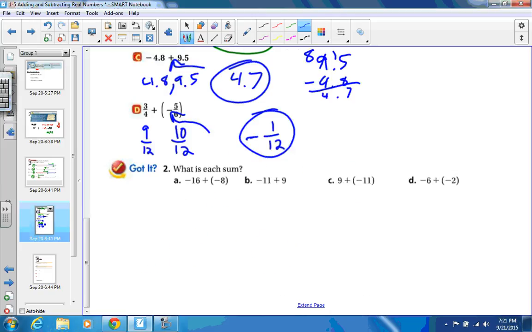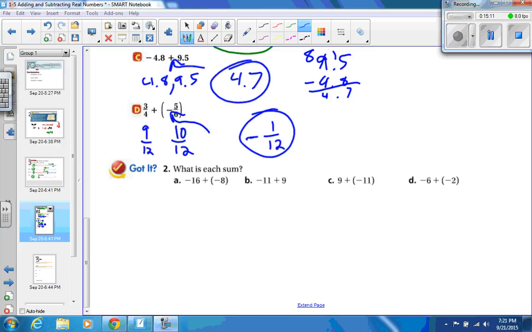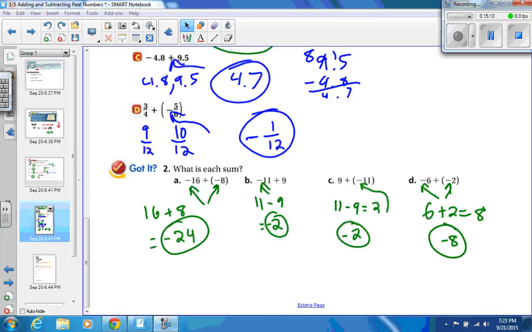So what I'd like you to do now on your own is to try to find the sum of each of these using what we just did. Or if you prefer to use a number line, you can use a number line for each one. Find one way, use either way to find the sum of each A, B, C, and D. Go ahead. Alright, so it's up to you if you want to pause it and take a look.